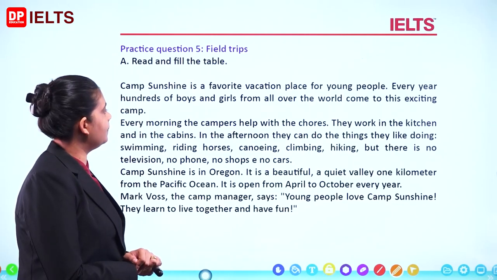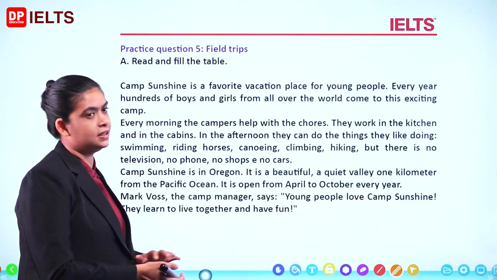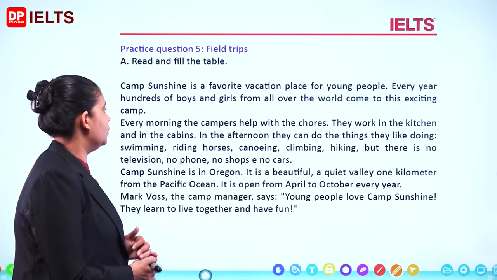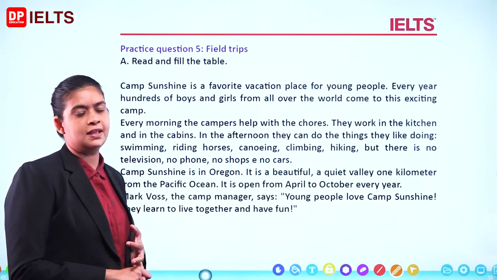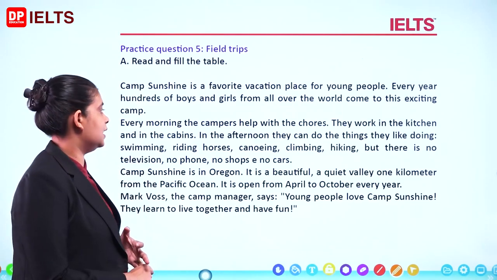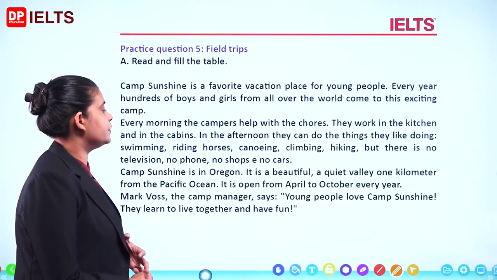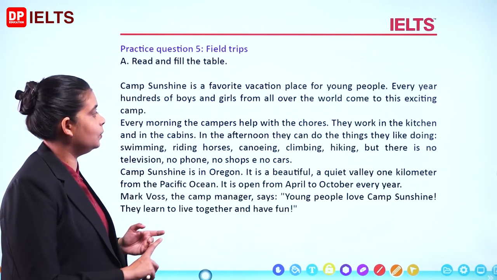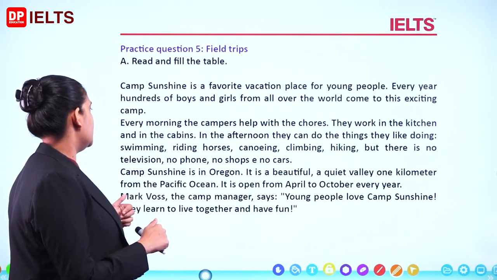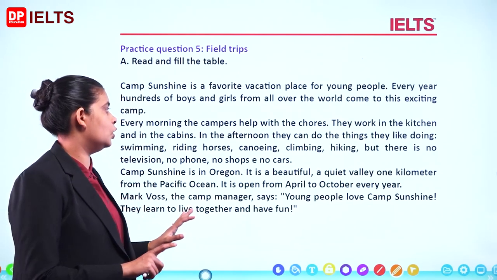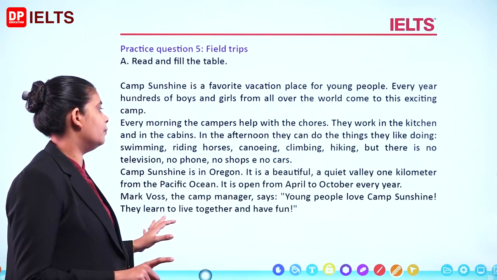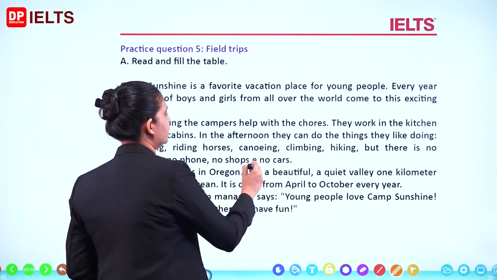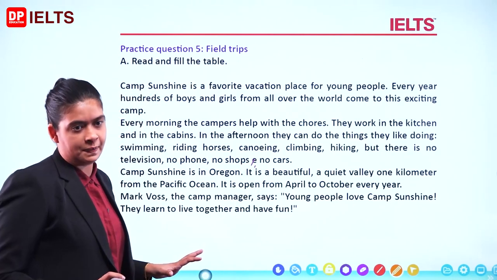Every morning the campers help with the chores, right? They work in the kitchen and in the cabins. In the afternoon they can do things they like doing, swimming, riding horses, canoeing, climbing, hiking, but there is no television, no phone, no shops. And no cars. Okay. So here is a nice place.